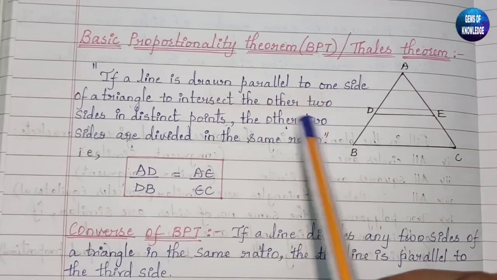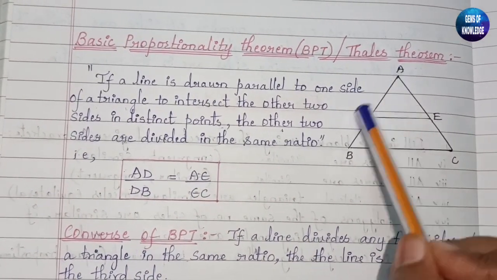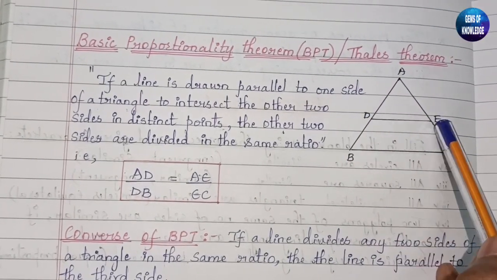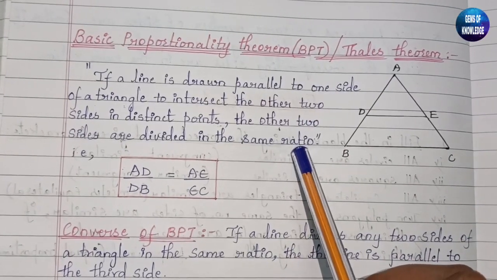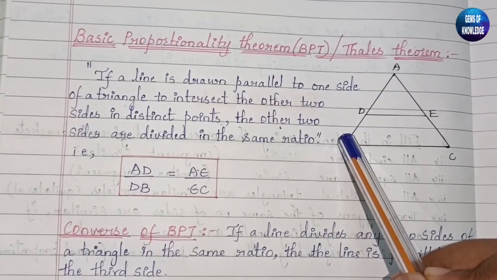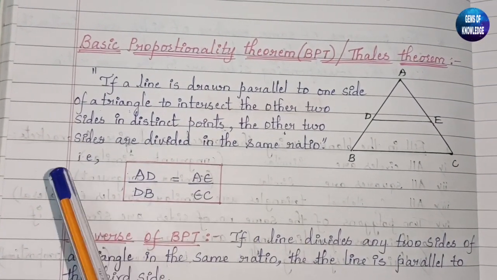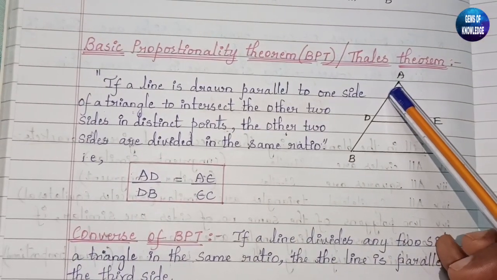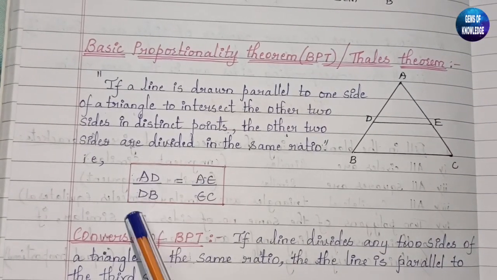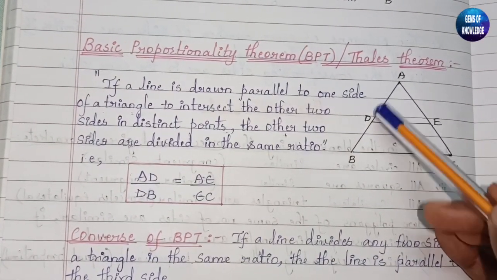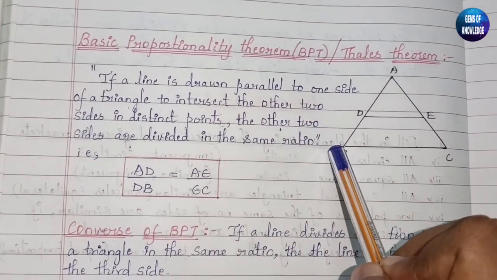Then the other two sides are divided in the same ratio. So if this line is intersecting this part and this part in the middle, then these two sides are divided in the same ratio. This is what the theorem says. Here you can see the mathematical form is given, that is AD divided by DB is equal to AE divided by EC. So both the sides must be equal. AD by DB is equal to AE by EC. This is your basic proportionality theorem.